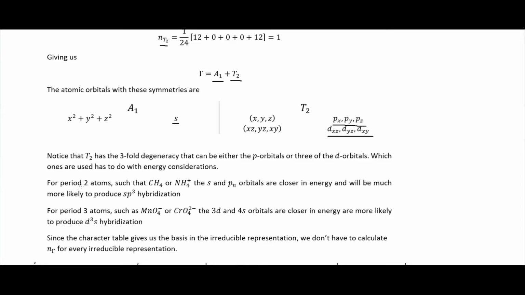So we see that we have these two options right here. Our hybridization could be happening with these p orbitals or with these d orbitals. And so it's saying that our hybridization could either be sp3 or it could be d3s hybridization, depending on which one of these we use.